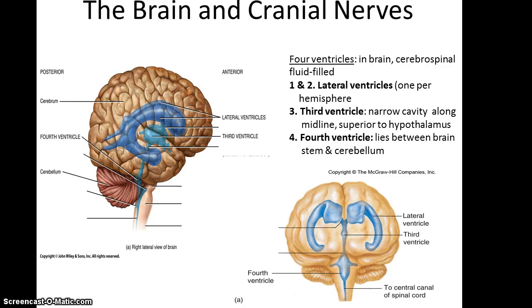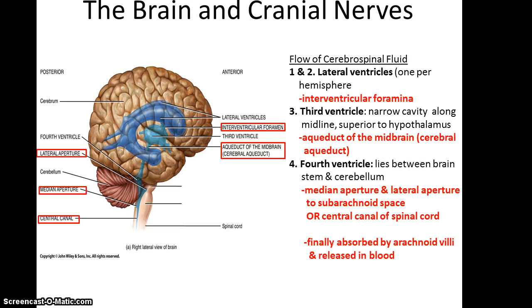So, there are four ventricles in the brain. These are spaces that do not contain brain tissue, but instead contain cerebral spinal fluid. In the left and right hemisphere, you have the left and right lateral ventricles. They are a rather large structure, as you can see here, sort of a big giant C, one on each side, and they will then flow into the third ventricle, which is a smaller cavity, sort of in the midline of the brain, superior to the hypothalamus. And then finally, there's the fourth ventricle, which is found between the brainstem and the cerebellum.